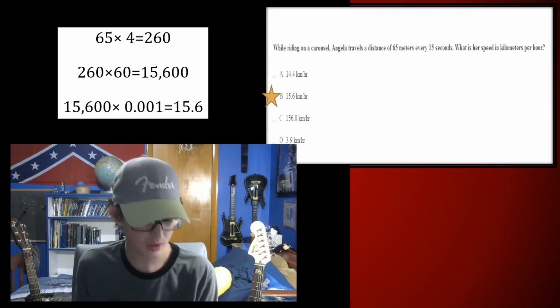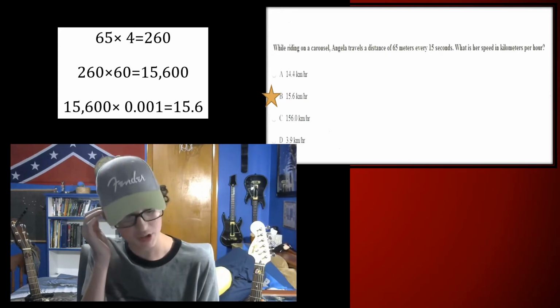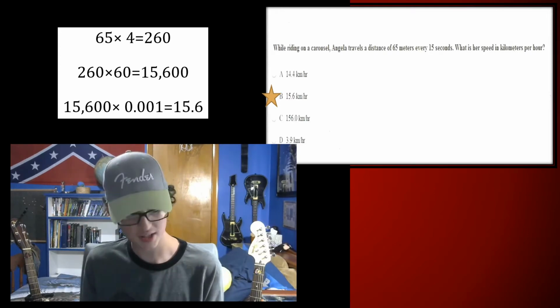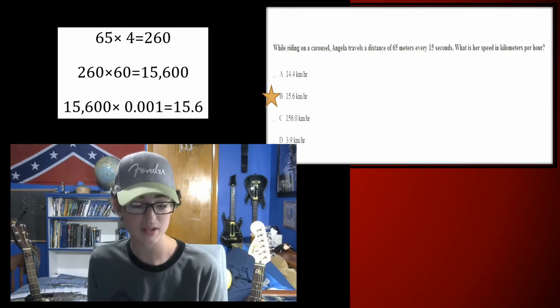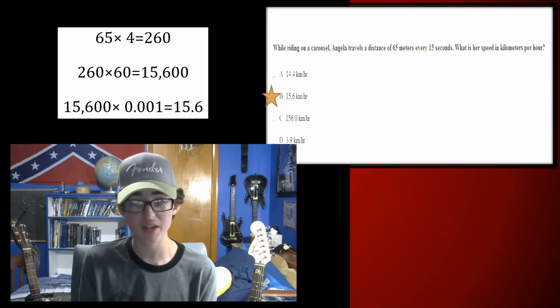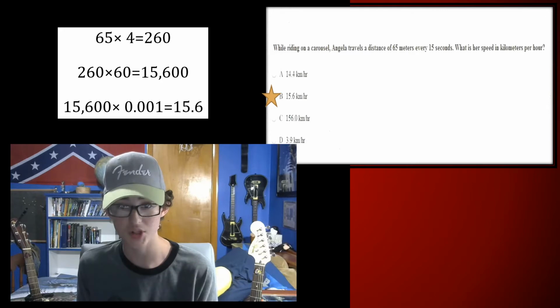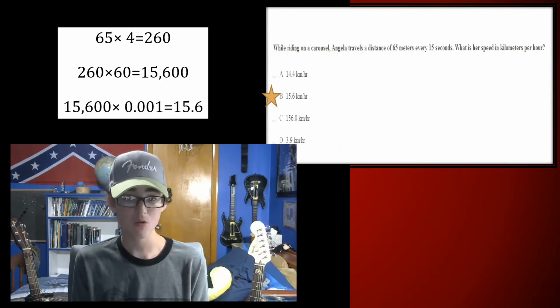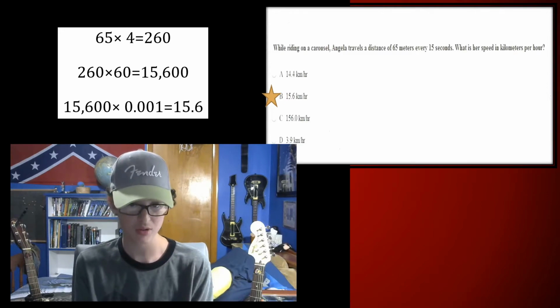And if you look, A is 14.4 kilometers an hour. B is 15.6 kilometers an hour. That's what the answer is. But I'll read through the rest. C is equal to 156 kilometers per hour, and D is equal to 3.9 kilometers per hour. So B would be the right answer. Good job if you got it right. We're almost done.